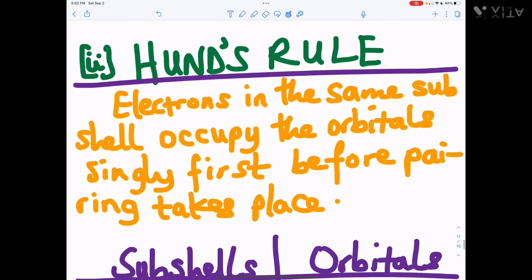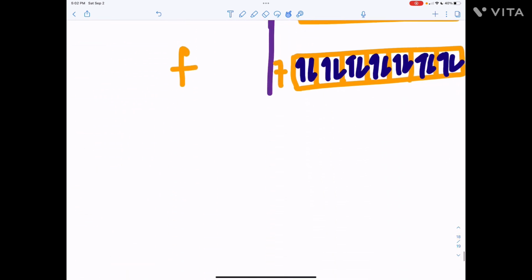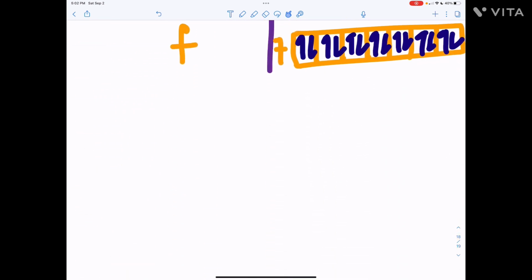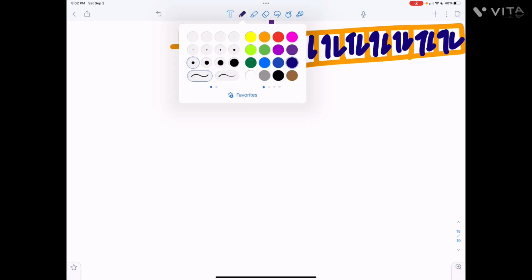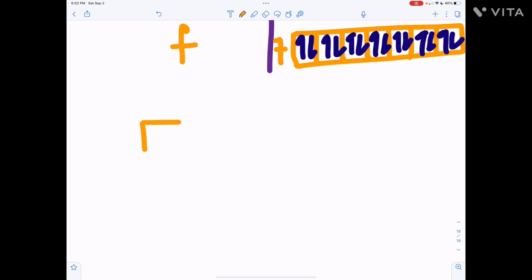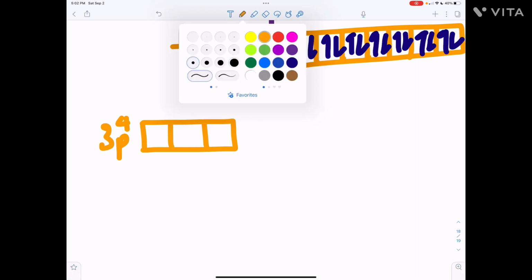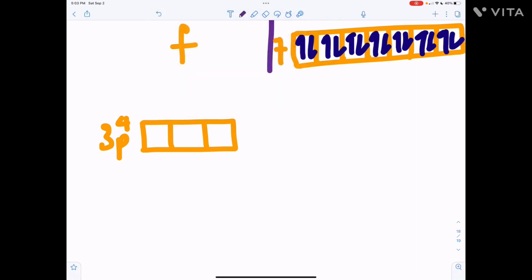So those are subshells and their orbitals, and you have seen how we make use of Hund's rule. What this means is very simple. If you are writing, say for example, 3p4 and you want the electrons to be arranged into their respective orbitals, you will go 1, 2, 3, 4. You understand? This will be the correct thing.